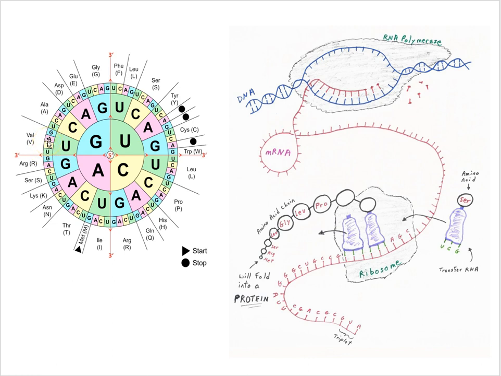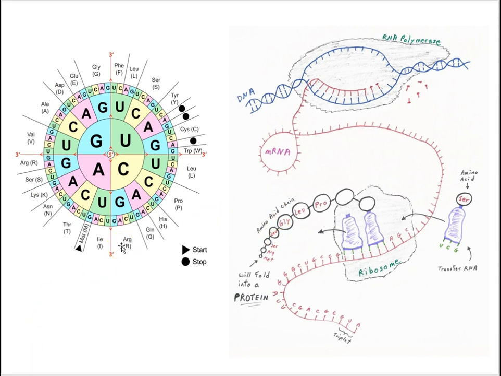Recall, there are 64 possible 3-letter triplets in the language of RNA and DNA, and only 20 amino acids. So we've got 64 names, in a sense, for 20 amino acids. Actually, we have less than 64 because, remember, 3 of these triplets are stop. So we have 61 names for 20 amino acids.